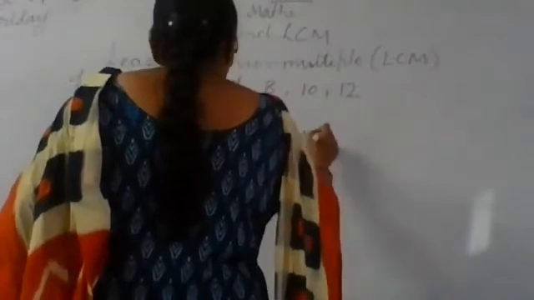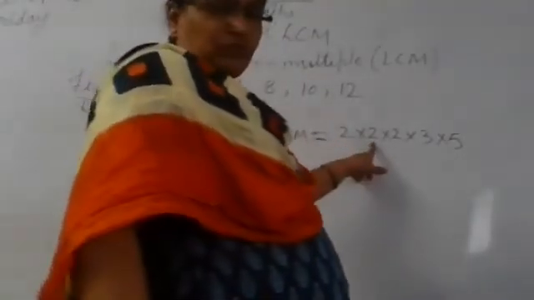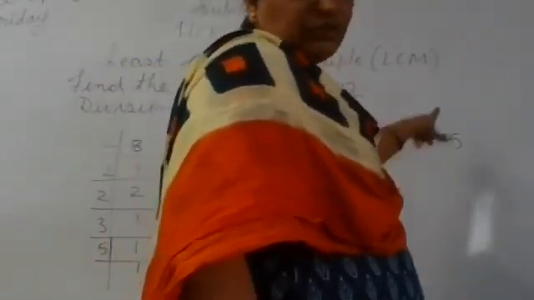So LCM equals 2 multiplied by 2 multiplied by 2 multiplied by 3 and multiplied by 5. So what do you get, beta? 2 2s are 4, 4 2s are 8, 8 3s are 24 and 24 5s are 120.